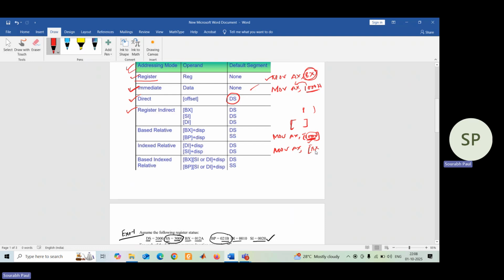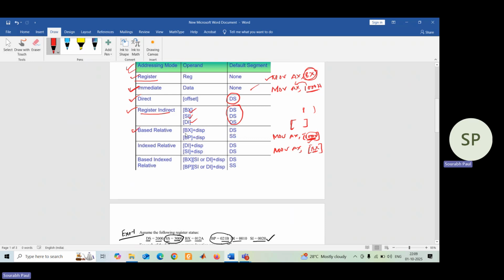Now register indirect: without giving the address directly, if it is given in register form, for example, move ax comma in square bracket bx. Now the address is not given directly, it is given through a register. So this is known as register indirect. In this case, what should be my segment register? What should be the corresponding segment? If it is bx, si or di, as I told you a few minutes before, then by default the segment will be the data segment.